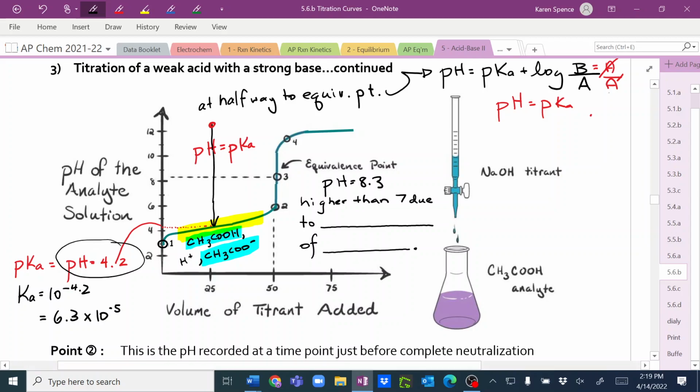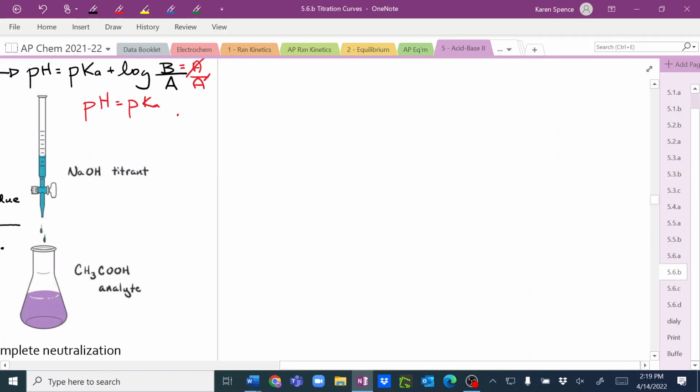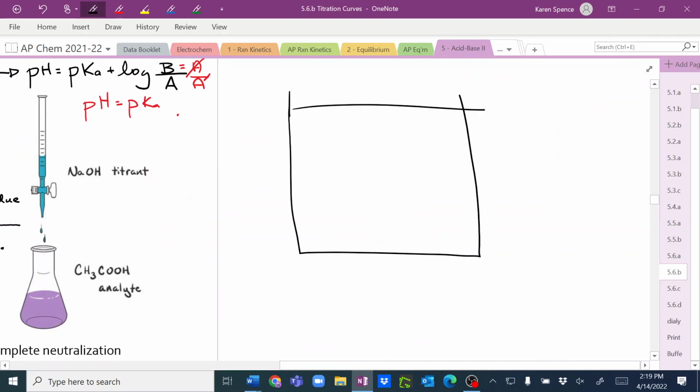How do I know that those two are equal? Very good question. When I have gotten halfway to the equivalence point, that means I have neutralized half the acid. I'm not going to write any of it undissociated because the amount undissociated is so small as to be meaningless. So I've got HA, HA, HA, HA. I'm just going to put 4 particles in there.